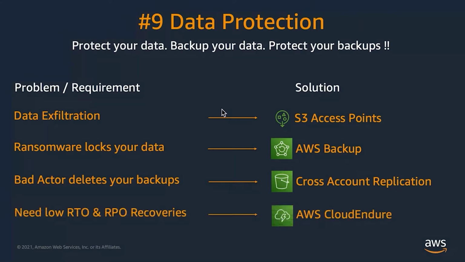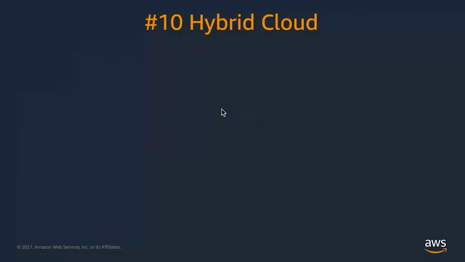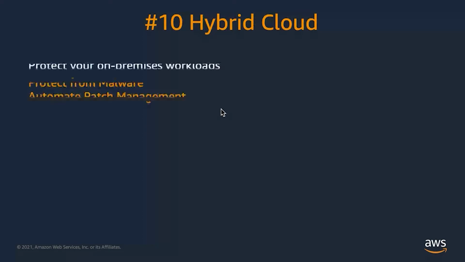Some apps need recovery time objective and replication in minutes. For those apps, use AWS CloudEndure for rapid recoveries. And the last strategy is about hybrid cloud. So many of you have already asked me, how can we help you for your on-premises applications? So here are a few recommendations.